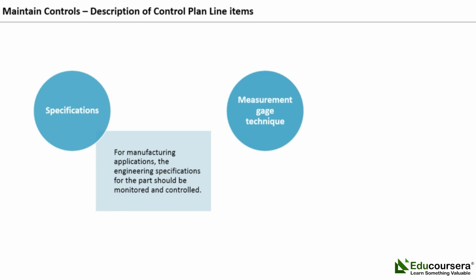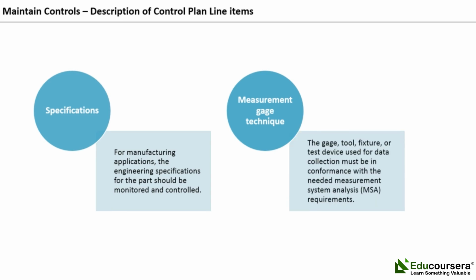Measurement gauge technique. The gauge or measurement technique should be described. The gauge, tool, fixture, or test device used for data collection must be in conformance with the needed measurement system analysis (MSA) requirements. When necessary, this would include linearity, stability, accuracy, reproducibility, repeatability, and uncertainty analysis. This can be more difficult when attribute data is of concern. The AIAG MSA manual is a good guide.